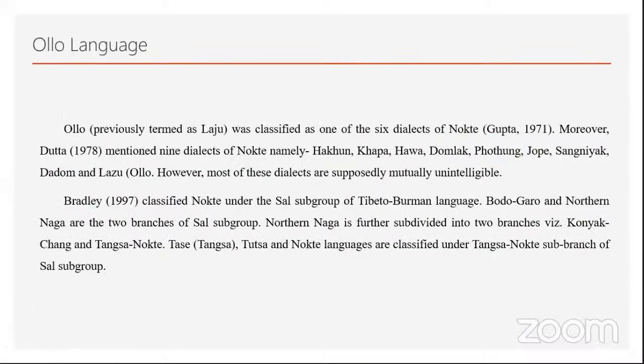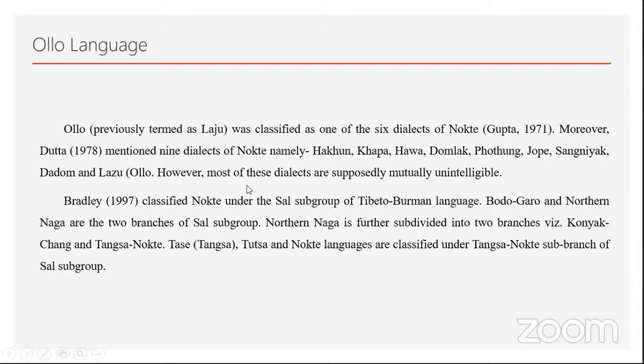Okay, Olo language. Olo is also known as Laju. In the previous literature, it is termed as Laju. This language was classified as one of the 6 dialects of Nokte language, according to Gupta, 1971. And moreover, in 1978, he also mentioned 9 dialects of Nokte, namely Hakun, Khapa, Hawa, Domlak, Pothung, Jope, Changnyak, Gadom, and Laju. Laju is the Olo that we're going to discuss now.